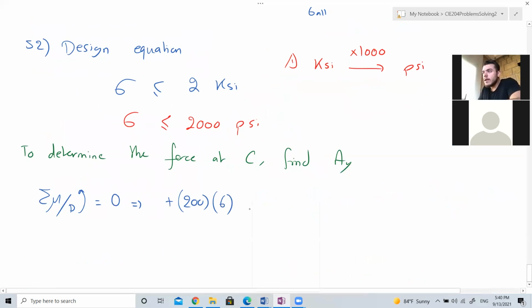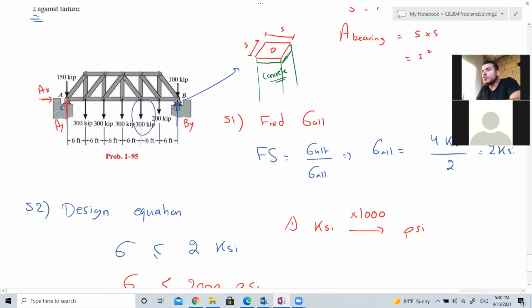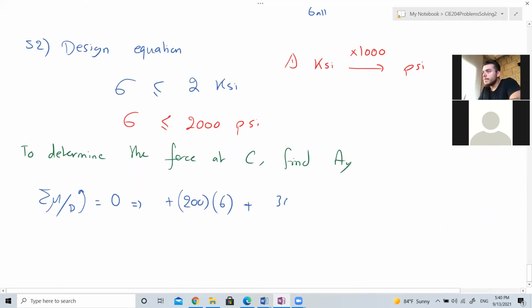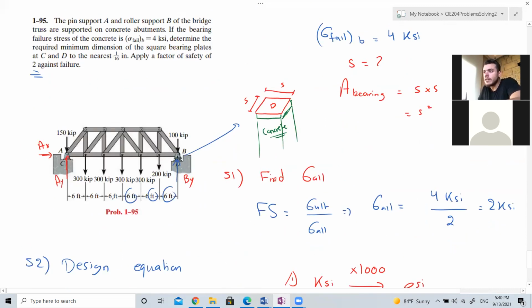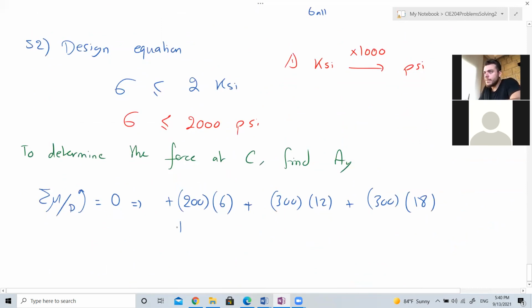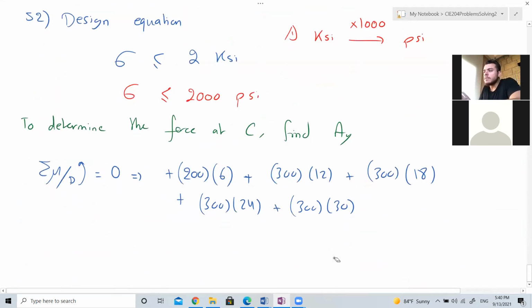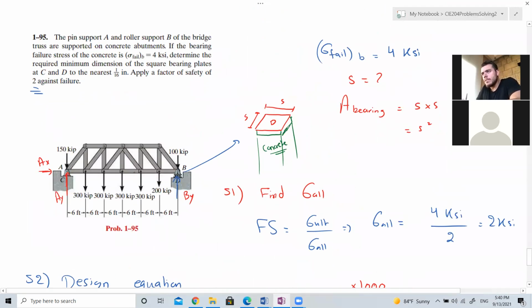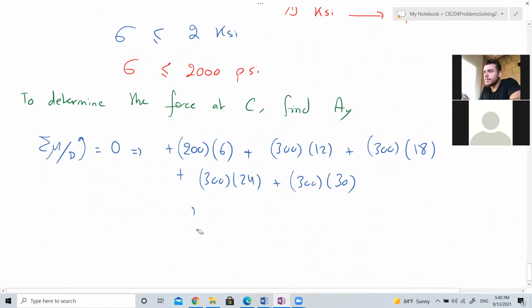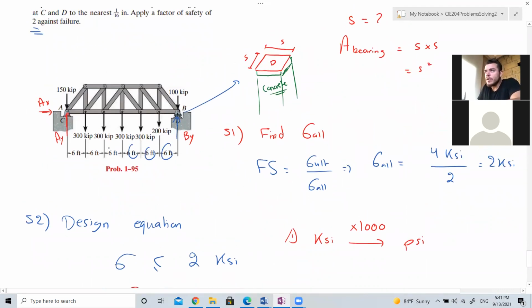6. Plus 300 times which distance? 12, plus 300 times 18, then 24, plus 300 times 30, then 150 plus 150 times 36. Count: 1, 2, 3, 4, 5, 6.